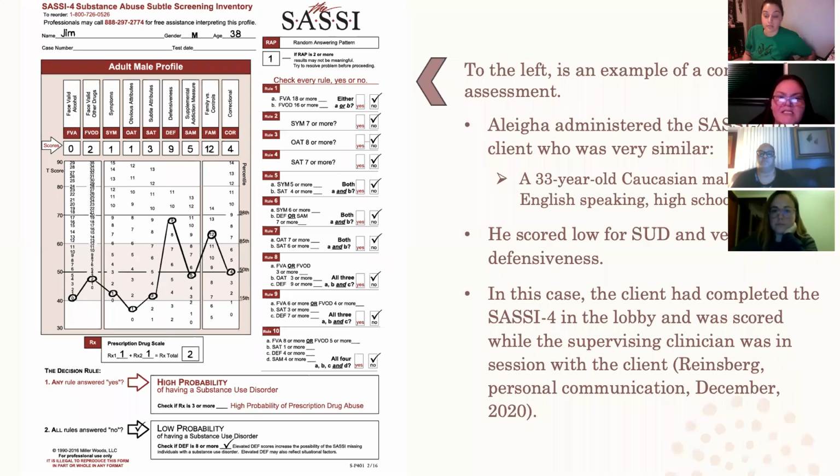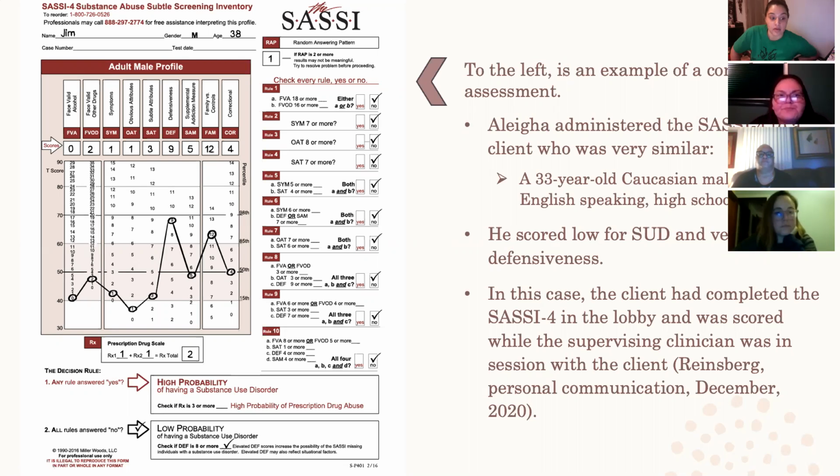Though the client tests low for substance use disorder, he tests very high for defensiveness. This is common with court-mandated clients or those who have a potential to reoffend. In this case, the client had completed the SASSI-4 in the lobby and was scored while the supervising clinician was in session with the client. And now Aaliyah will give us a brief verbal tour of the SASSI-4 form that we have on this particular slide.